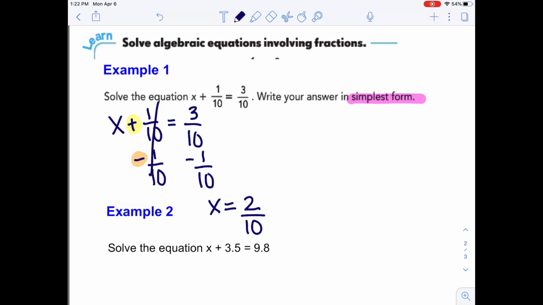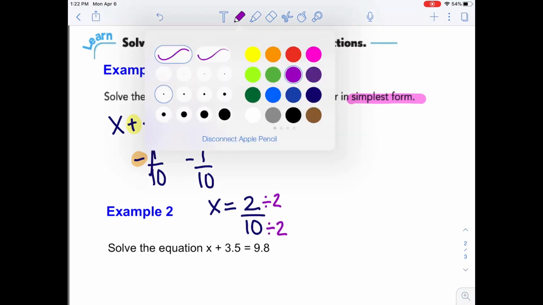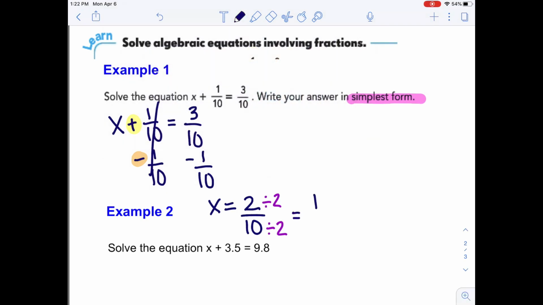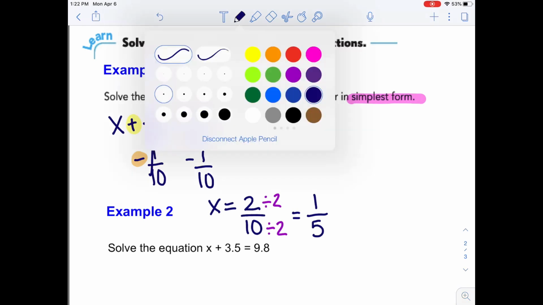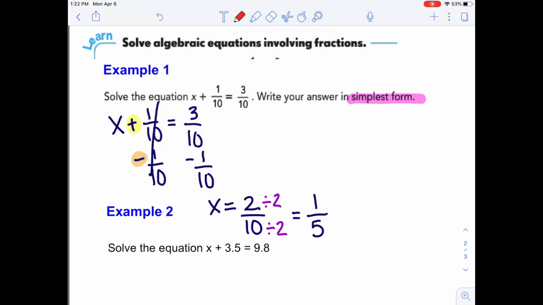But now I need to check if my fraction is in its simplest form. 2/10. Do they have a common factor that I could divide 2 and 10 both by? And the answer is yes, they do have a common factor, which is 2. So 2 divided by 2 is 1, 10 divided by 2 is 5. So I have a potential answer as x equals 1/5. But I can check to really make sure that I have the correct answer by substituting my answer into the original equation. So I'm going to show you that check part over here.